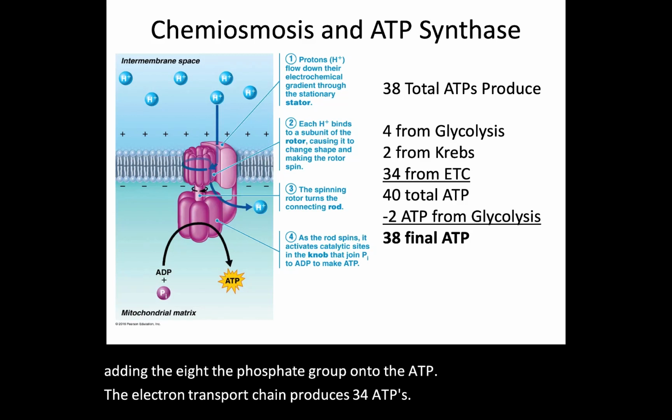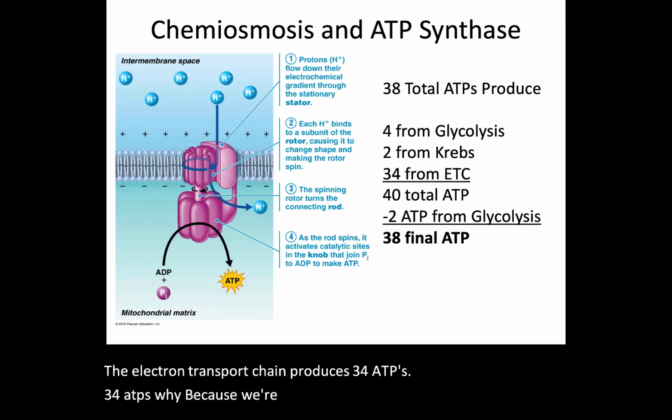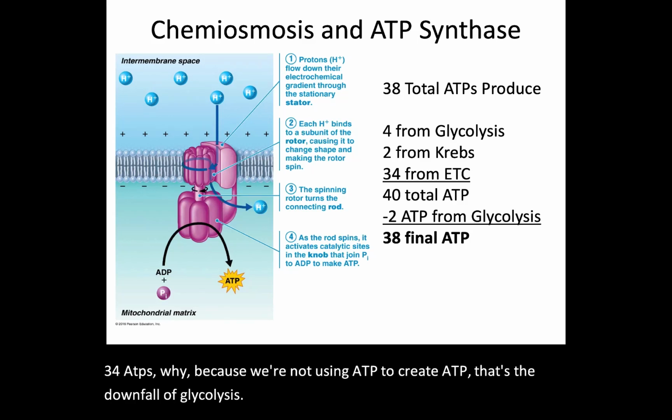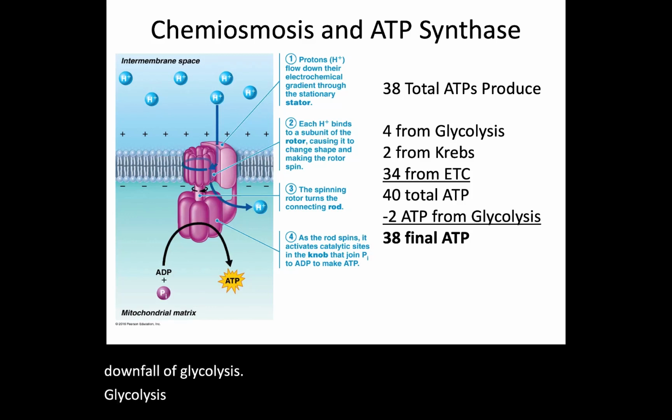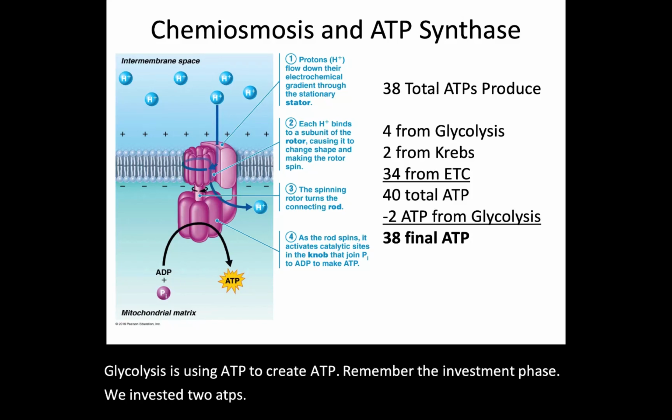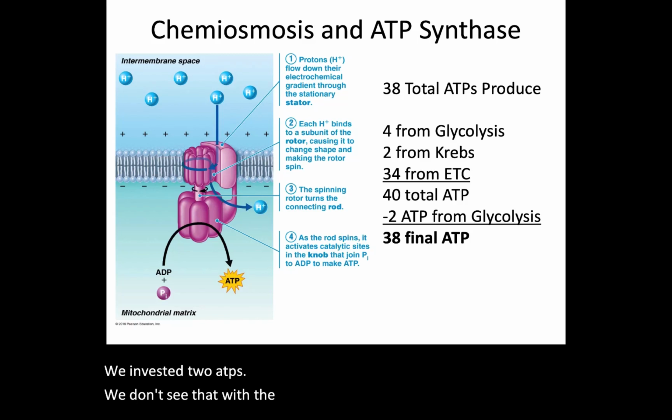34 ATPs. Why? Because we're not using ATP to create ATP. See, that's the downfall of glycolysis. Glycolysis is using ATP to create ATP. Remember the investment phase. We invested 2 ATPs. We don't see that with the chemiosmosis or with the electron transport chain.